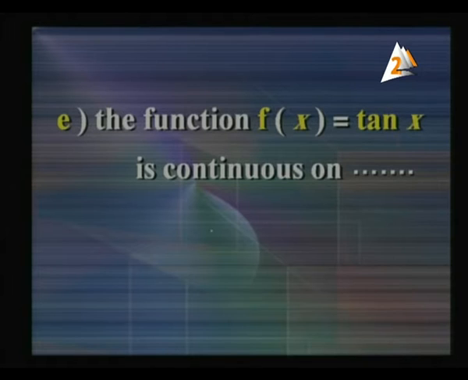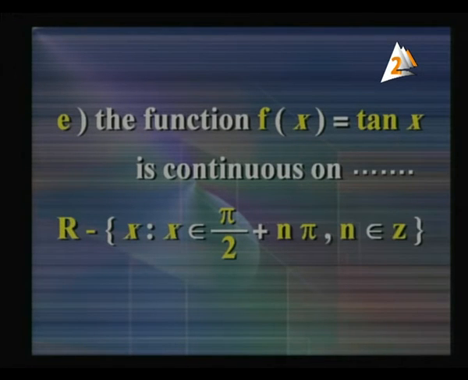The function f of x, tan x, is continuous on all real numbers except the set of x such that x belongs to pi over 2 plus n pi. What is n? n belongs to the integer numbers. Then remember, the function f of x equals tan x is continuous on R except the set of x such that x equals pi over 2 plus n pi. Why? Because tan of pi over 2 does not exist.